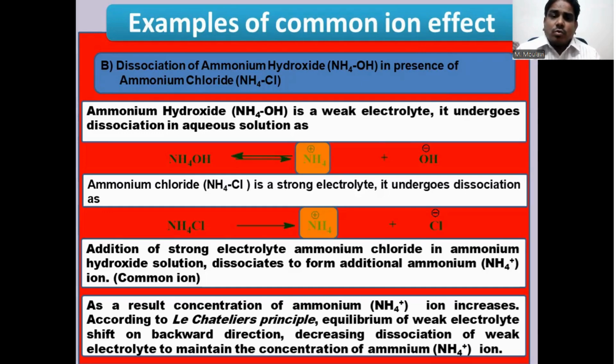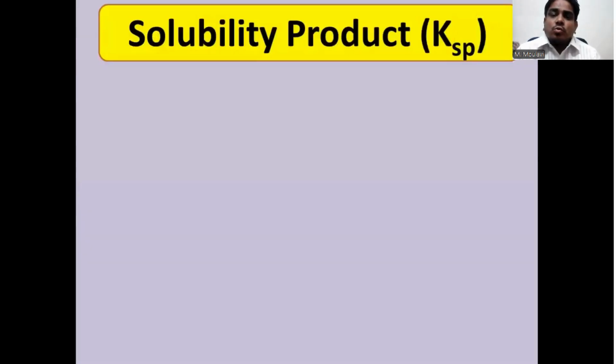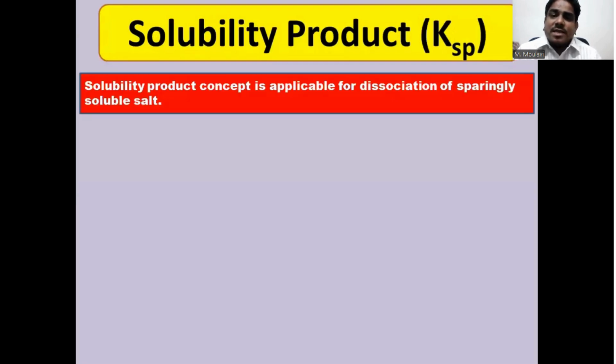Now we will see the solubility product, that is KSP. In order to understand the KSP, we have to understand the sparingly soluble salt. The solubility product concept is applicable to the dissociation of sparingly soluble salt, and it is a parameter used for the measurement of dissociation of sparingly soluble salt.